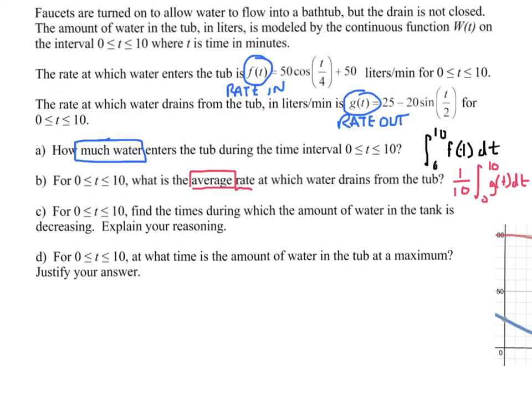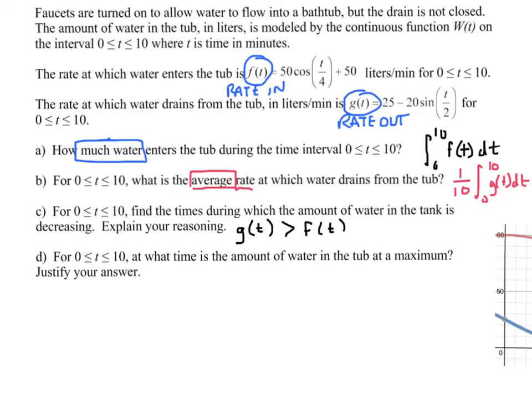Next, from times 0 to 10, find the times during which the amount of water in the tank is decreasing. Well, let's think about this logically. If this is the rate in and this is the rate out, the amount of water would be decreasing when more water is going out than is going in. So let's think about the reasoning first before we actually look at this. We're really talking about when g of t, the rate out, is bigger than f of t, the rate in.